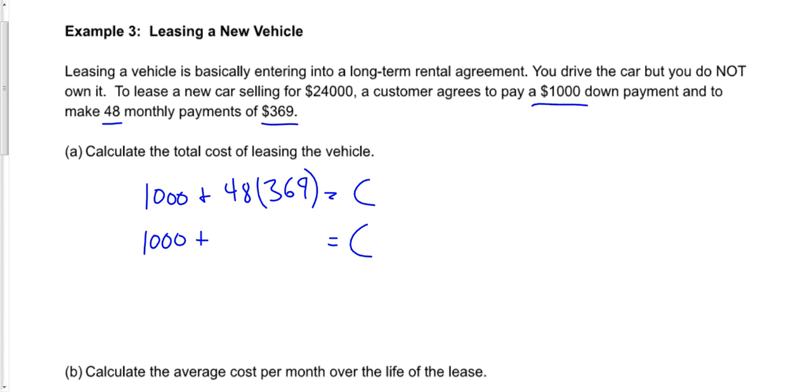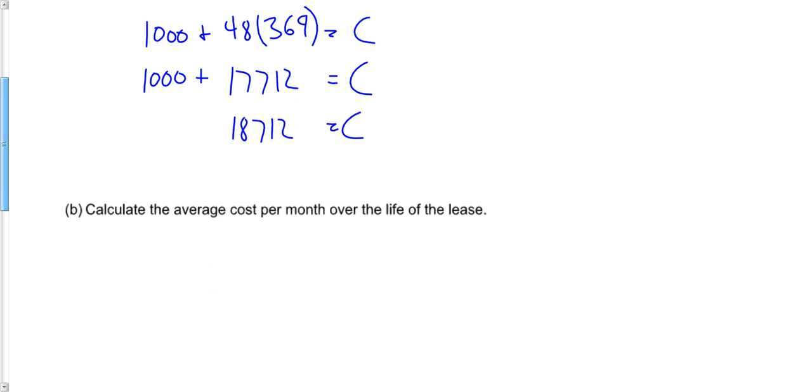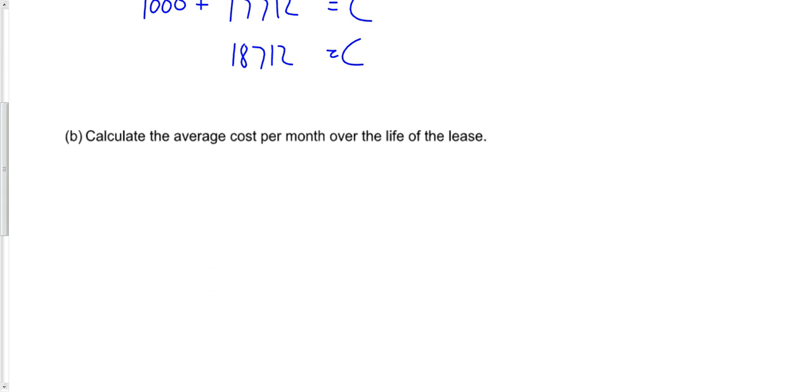We've got 48 times 369. That's going to give you 17,712 for a grand leasing total of $18,712. So instead of paying $24,000 for a car, you have instead agreed to lease it for those 4 years for $18,712.